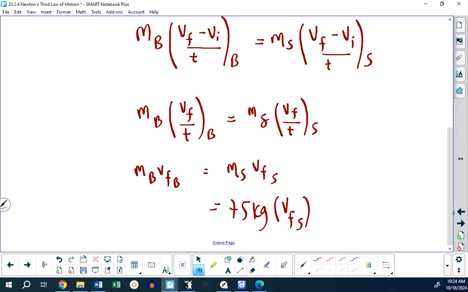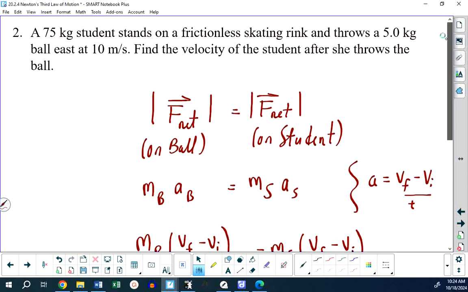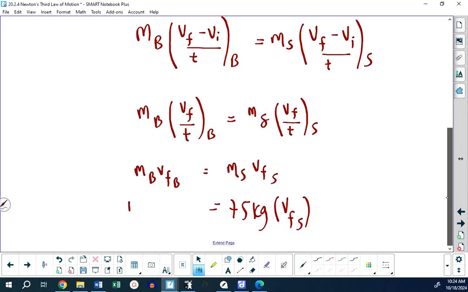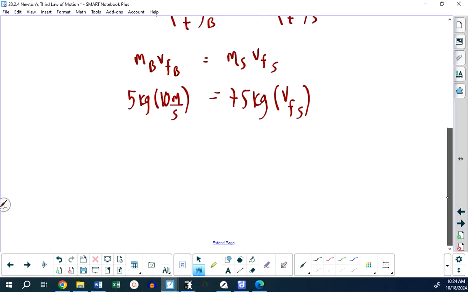It was a 5 kilogram ball, and it was thrown at 10 meters per second. So 5 kilograms times 10 meters per second. I hope you see when we divide both sides by 75 kilograms, your units will be meters per second. So do me a favor and take 5 times 10 divided by 75 and confirm that you get 0.6 repeating. Are these numbers right that I put? Okay. I think you'll get 0.6 repeating.